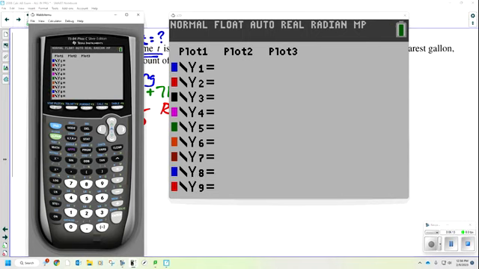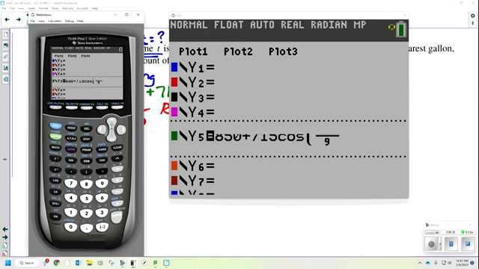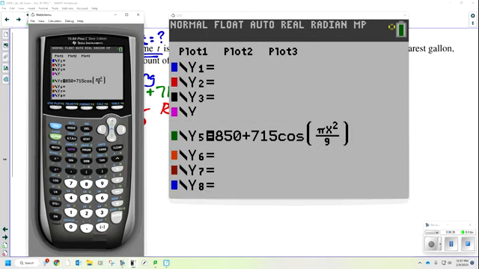Here we go. My green is 850 plus 715 cosine of pi times x squared over 9. Now, I'm not even sure what my window needs to be. But the red, it's leaving at a constant 645.